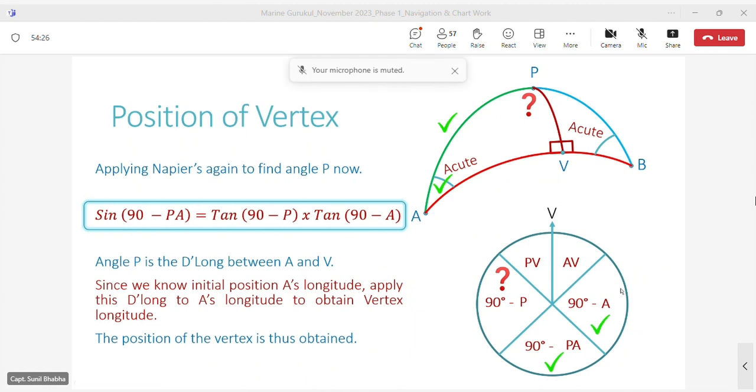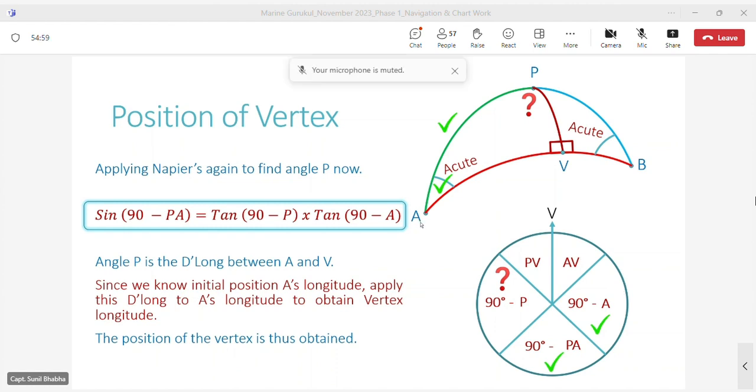सर एक बार फिर से बताना सर, ये डी लॉन्ग केस का निकालने के बाद पी की वैल्यू निकालने के बाद। बेटा एंगल पी निकाल लोगे आप नेपियर रूल से? हाँ जी निकल गया। उसके बाद ओके, एंगल पी इज द डी लॉन्ग बिटवीन अल्फा एंड विक्टर, ये भी आपको पता है। यस। So once you know the d long and you know the longitude of A, you can easily find out the longitude of the vertex.